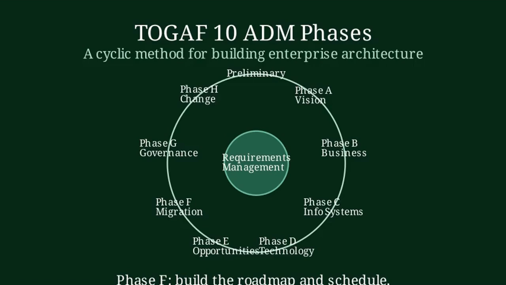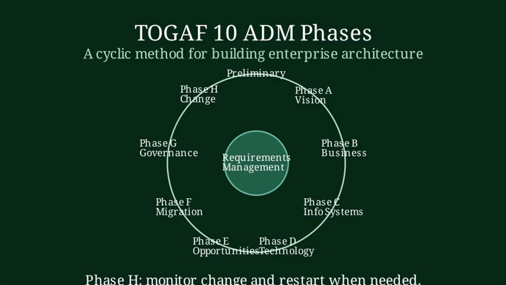Phase G is implementation governance. The architects act like building inspectors, ensuring the teams follow the approved blueprints. Phase H is architecture change management. We monitor changes in technology or business, and if needed, we restart the cycle with a new architecture update.